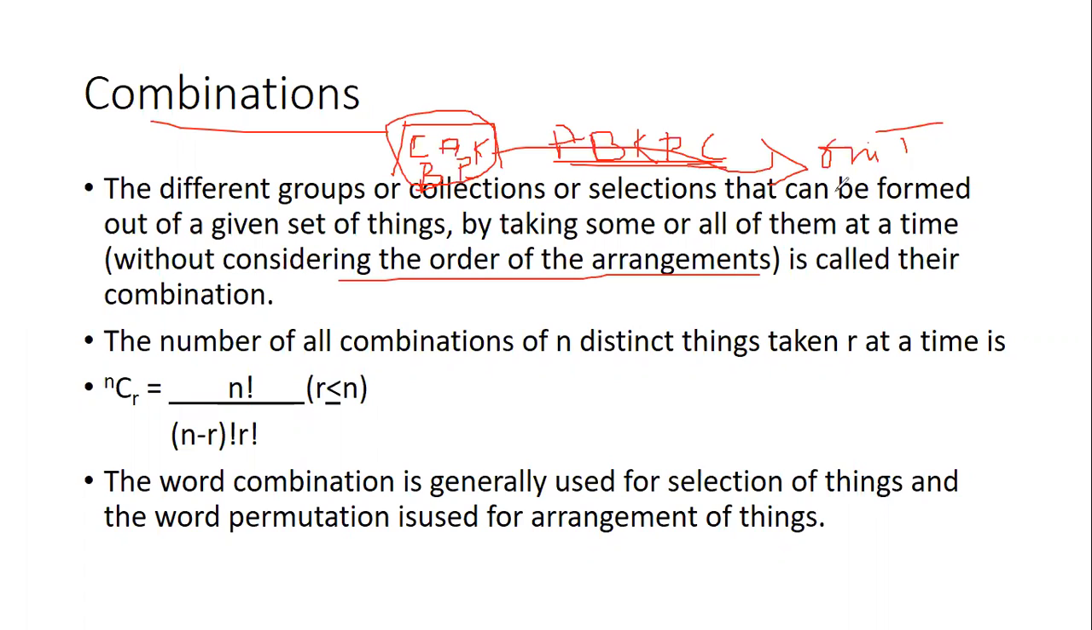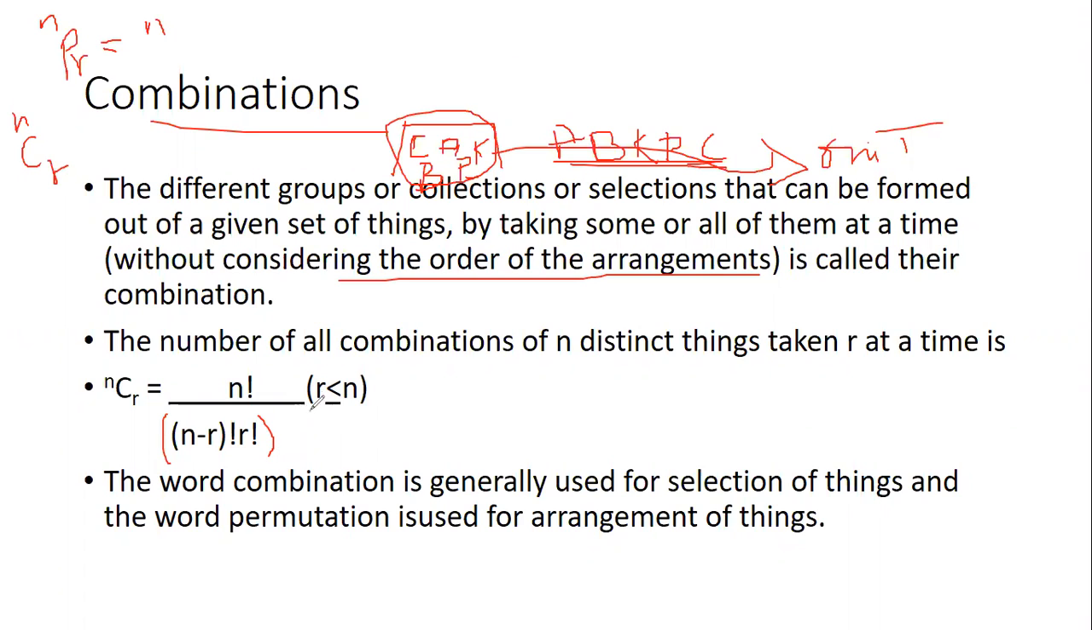Fine. So the formula to find the combination is nCr. For permutation the representation was nPr, and for combination you have nCr. The formula for permutation was easier: n factorial divided by n minus r factorial. But for combination the formula goes like this: n factorial divided by n minus r factorial into r factorial.